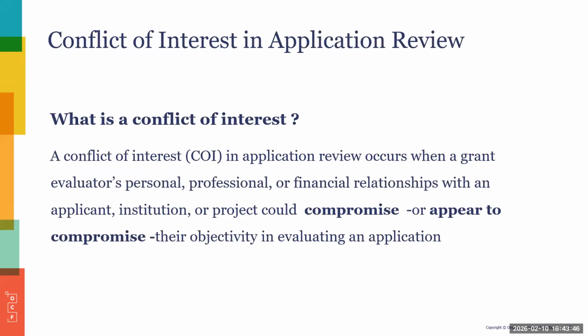Let's talk about conflict of interest. What is a conflict of interest? Conflict of interest happens when the grant evaluator's personal, professional, or financial relationships could compromise or even appear to compromise their objectivity in evaluating an application. Even the perception of a conflict can undermine trust in the process, so it's taken very seriously.